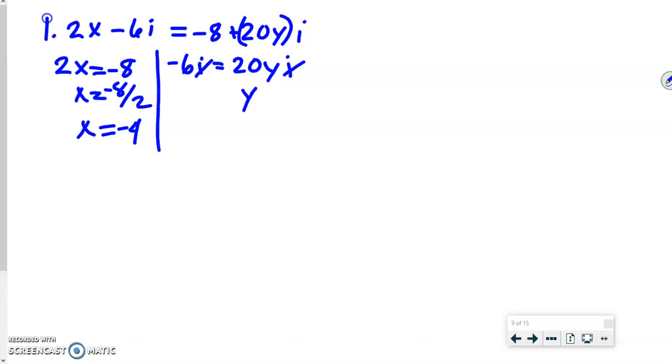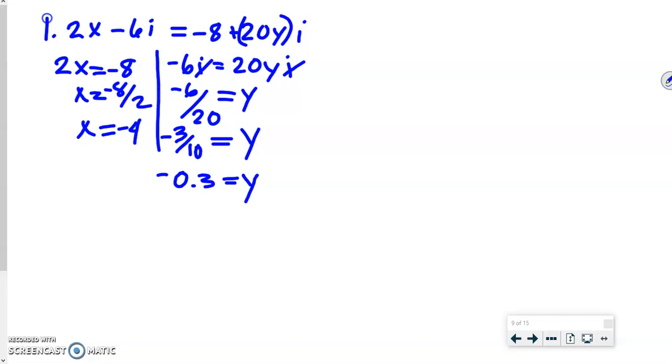So we're going to do y equals -6 divided by 20, which means y is equal to -3/10, which you could also write as a negative decimal. Okay? Either one of those is correct. Then we're going to do our other one. This is number 2 over here.